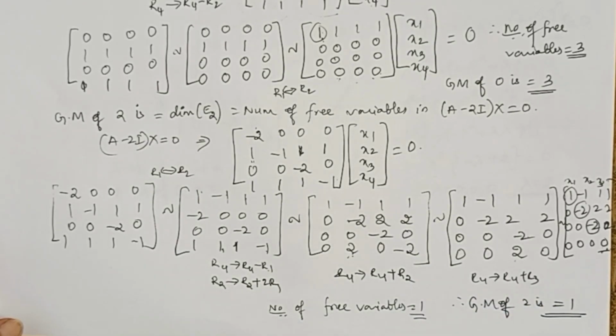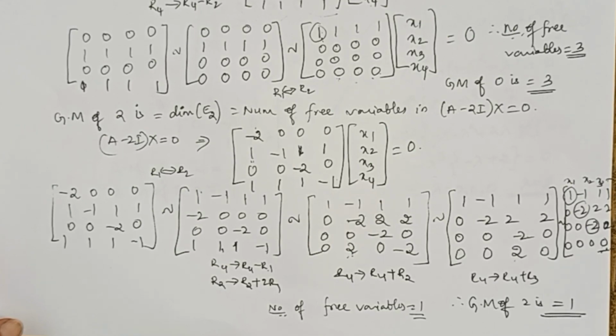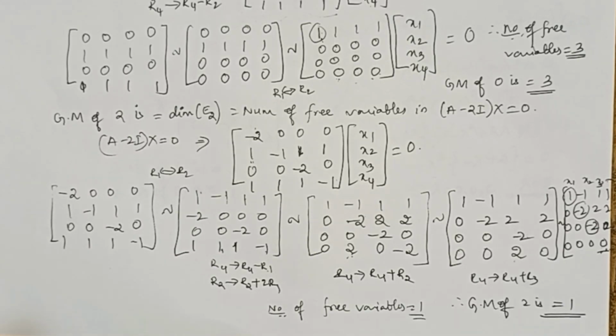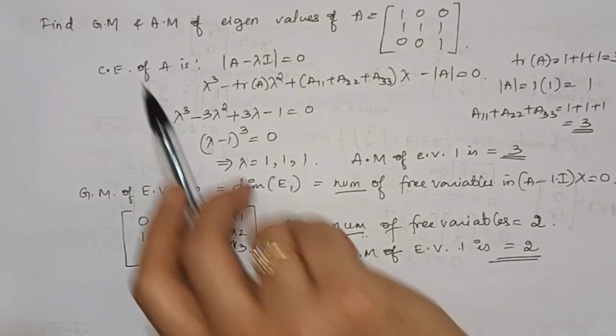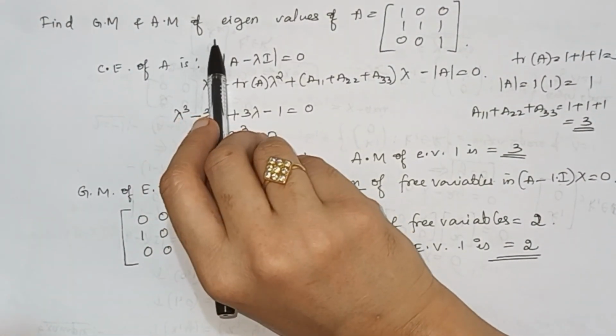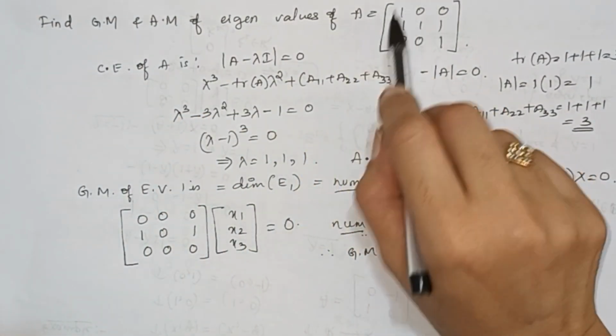So, in this example, algebraic multiplicity equals geometric multiplicity for each eigenvalue. This is how we find the algebraic multiplicity and geometric multiplicity of eigenvalues. Now one more problem. Find the geometric multiplicity and algebraic multiplicity of the eigenvalues of this matrix.